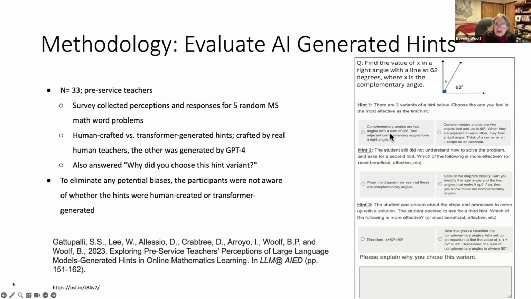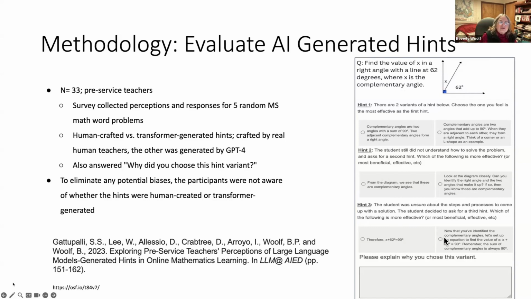The human said complementary angles, two adjacent complementary angles form a right angle. And then ChatGPT says when they are adjacent to each other, they form a right angle. Think of a corner or an L shape. So it actually added some material. And then we brought all this to what we call pre-service teachers, folks who are studying to be teachers. And we said, which hint did you like better?